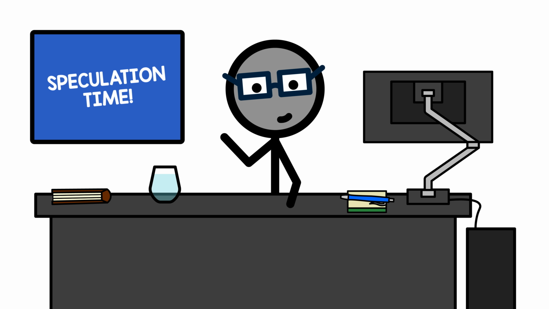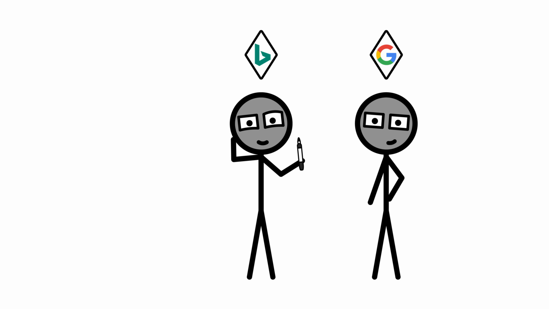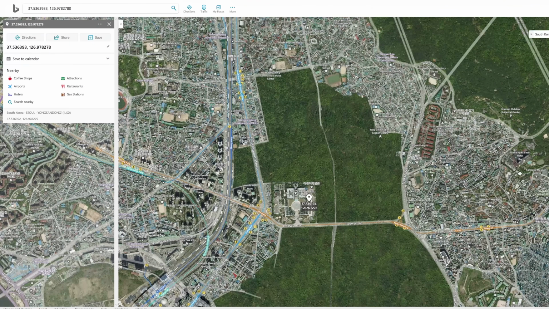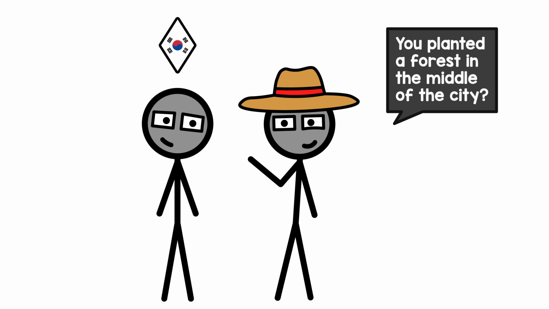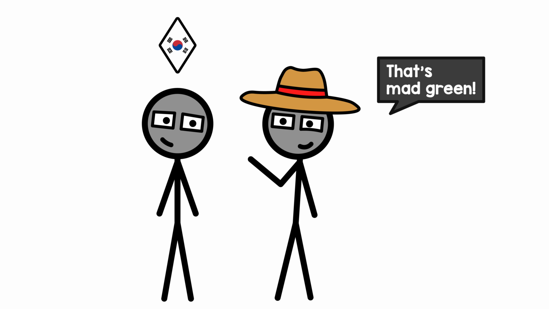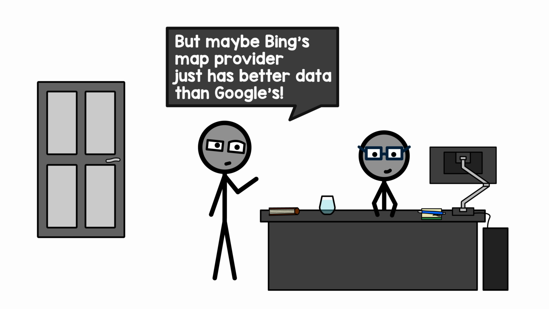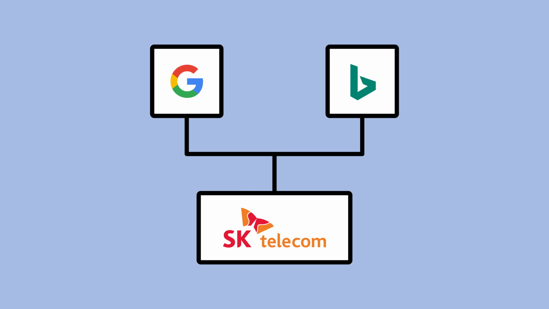So let's do that. Google doesn't censor its satellite images of South Korea. Bing does. What Google clearly shows to be an army base in Seoul, Bing turns into an inconspicuous forest with a Starbucks inside it. But maybe Bing's map provider just has better data than Google's, I hear you say. Possible. Were it not for the fact that both Google and Bing get their South Korean maps from one and the same place. Telecommunications giant SK Telecom.